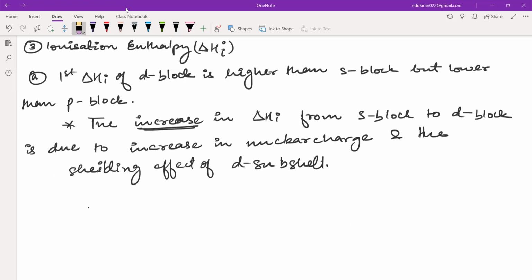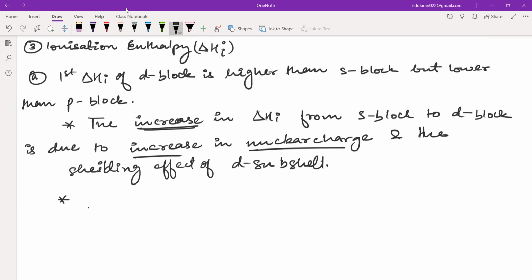Let me write shielding of the D subshell. This increase in the delta HI from S block to D block is due to, this is the main reason, increase in the nuclear charge and then the shielding effect of the D subshell. Next is why it is lower than that of P block elements.